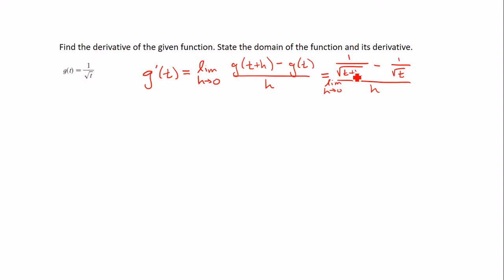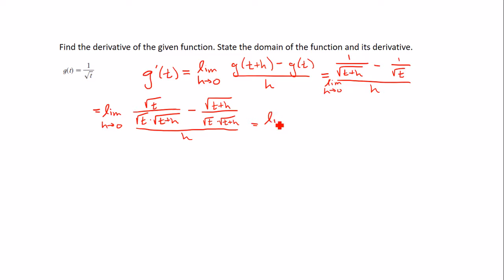So, let's see. I think I want to get common denominators here first. So let me go ahead and simplify this by getting common denominators. So this is the limit as h approaches 0 of, so the first term I need a square root of t over square root of t to make up. So root t over root t times root t plus h. Minus, and the second term I need root t plus h over root t times root t plus h. Okay, and all of this is over h, of course.